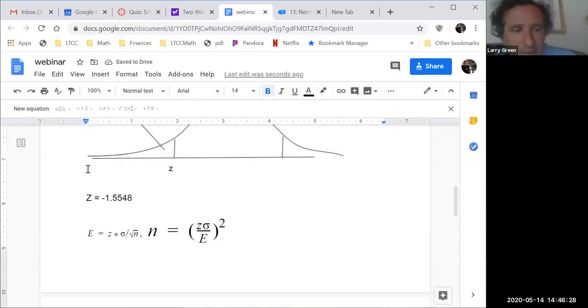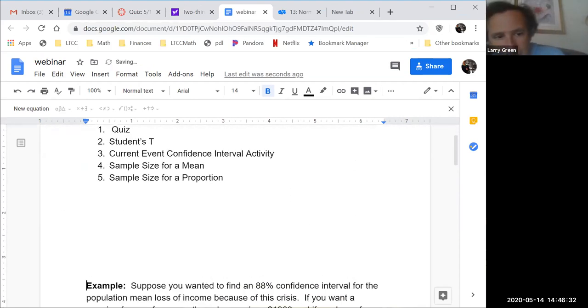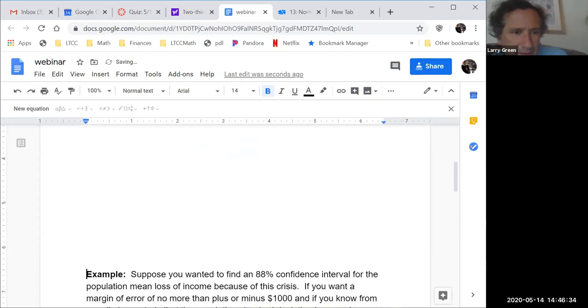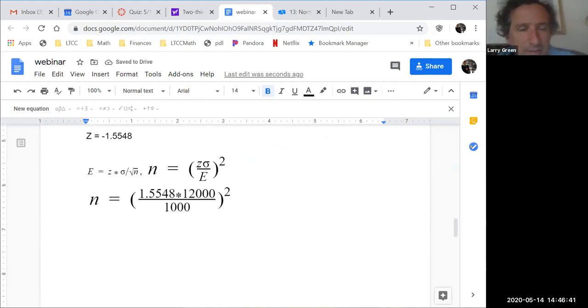Just want to make sure we don't lose the page. I think we lost it already. Got it. There, now it should stay on the same page.